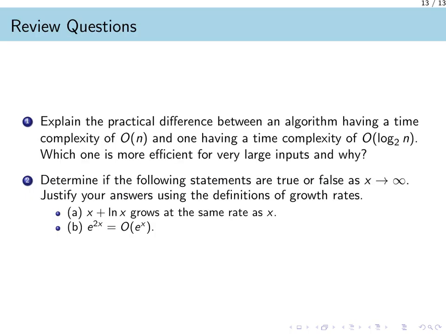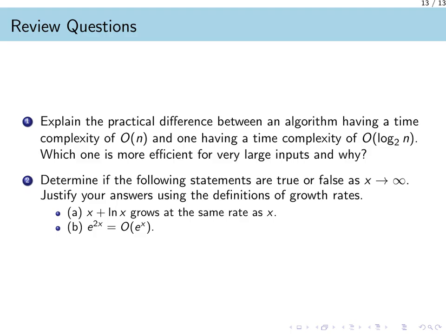To finish, let us apply these ideas to a couple of review questions that test our understanding of relative growth rates. The first question compares two algorithms, one with a time complexity of big O of n, and another with big O of log base 2 of n. To determine which is more efficient, you need to recall which function, n, or the logarithm of n, grows more slowly for very large inputs, because a slower growth rate corresponds to a more efficient process.